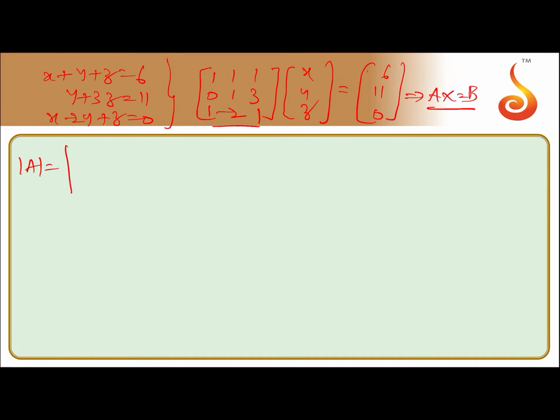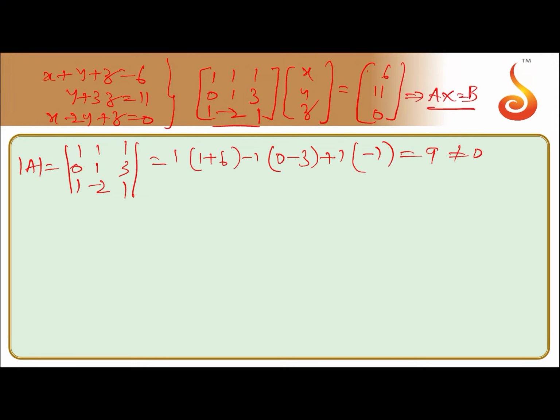So let me calculate the determinant of A, which is nothing but 1, 1, 1, 0, 1, 3, 1, minus 2, 1. The determinant is equal to 1 multiplied by 1 plus 6, minus 1 multiplied by 0 minus 3, plus 1 multiplied by 0 minus 1. So 7 plus 3, 10 minus 1, 9. So that is equal to 9, which is not equal to 0. Determinant of A not equal to 0, which implies A inverse exists.